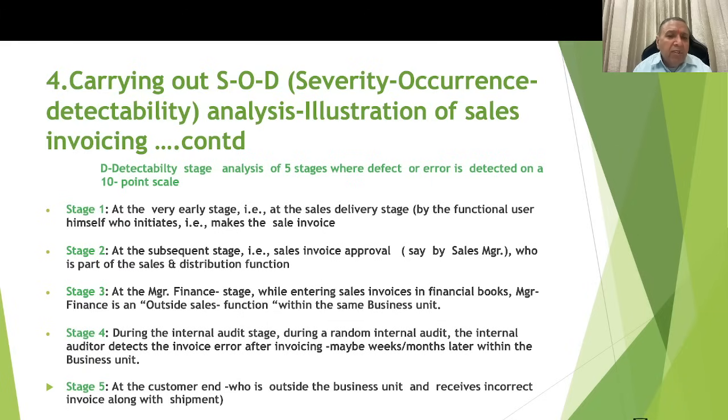Stage 2 is a subsequent stage, like sales invoice approval by the sales manager. Stage 3 is by the finance person who detects the error in the invoicing while accounting for it. Stage 4 is during the internal audit stage. And stage 5 is at the customer end. It is outside the business, and only we come to know of the error in the invoicing through the customer.